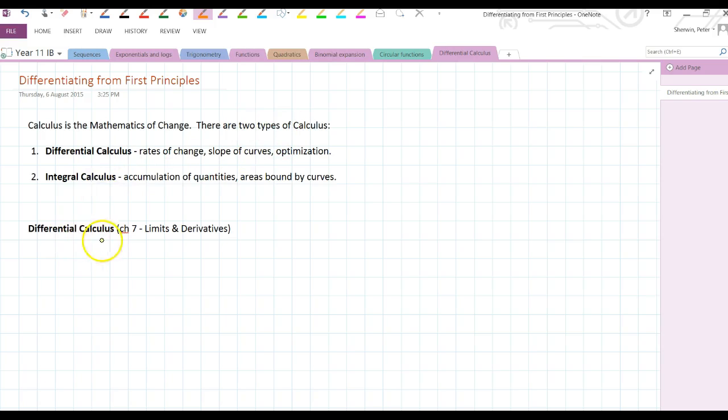Okay, so we're going to start with differential calculus, which is in chapter 7 of our textbooks, and the title of the chapter is limits and derivatives. Again, derivatives, well, we'll explain what that is, and limits and how they fall into this area will also be explained. Okay, so let's get started.